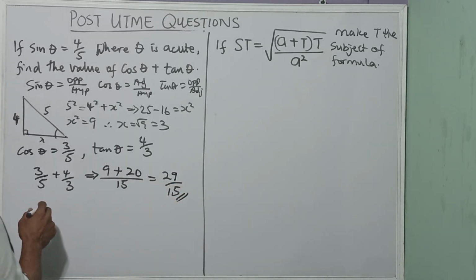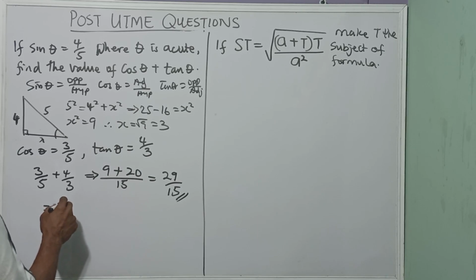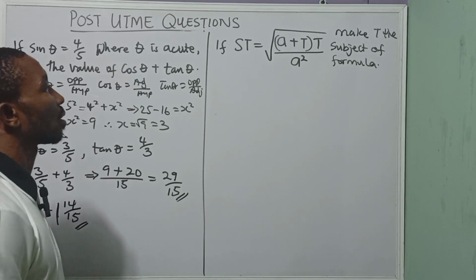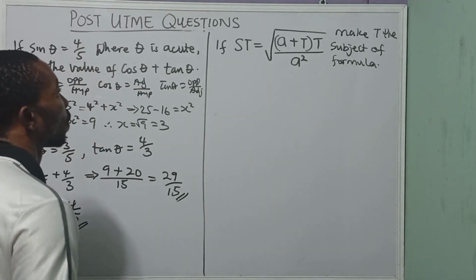So if we break it down to mixed fractions, this becomes 1 whole number 14 over 15. Okay. Now, to the second question, it says, if st equals root a plus t, all brackets t over a squared, make t the subject of formula.